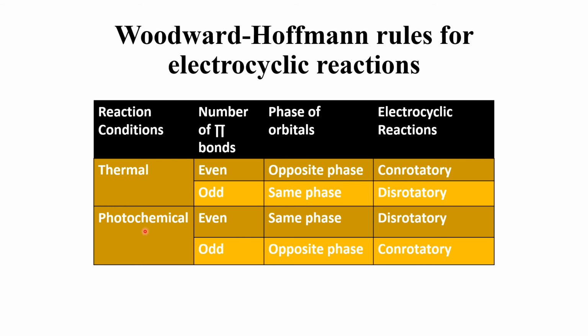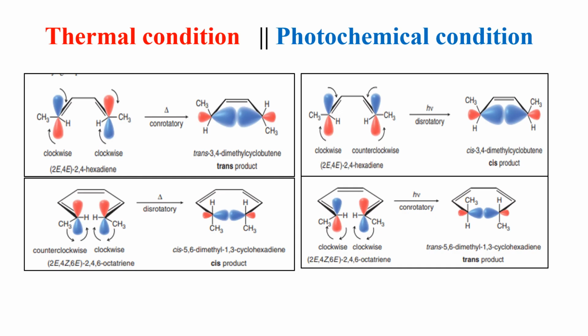You can do the photochemical reaction also. Just opposite to that is photochemical. For photochemical, even is disrotatory. For thermal, odd is disrotatory, so for photochemical, odd is conrotatory. So just opposite to that, these two. Okay, if you remember thermal even con, odd disrotation, then here even is dis, odd is conrotation. That is easy to remember. And next we will see how the conditions work.